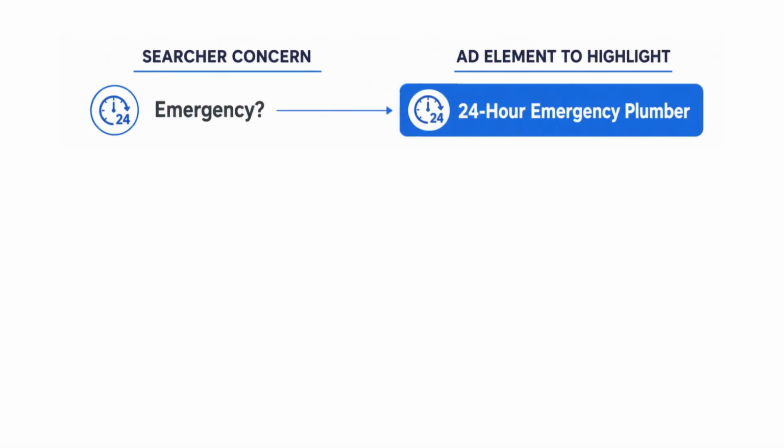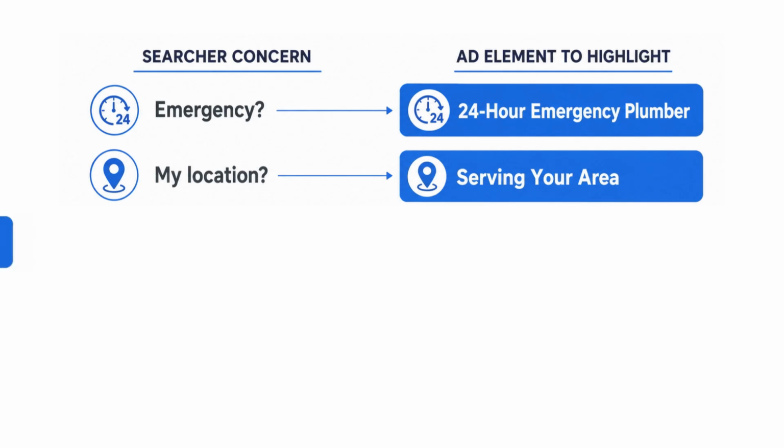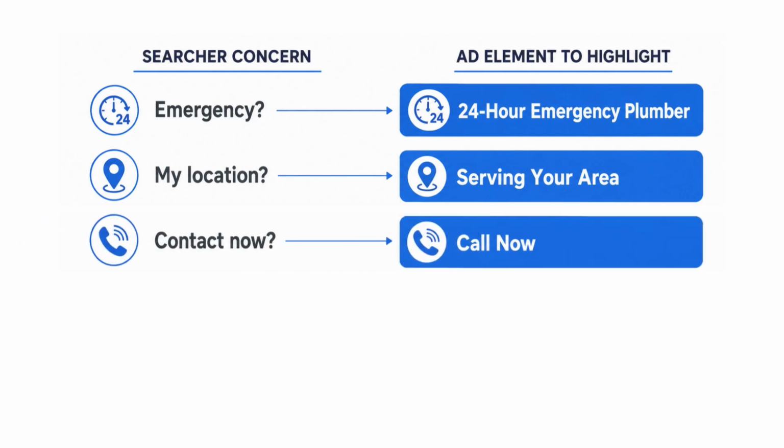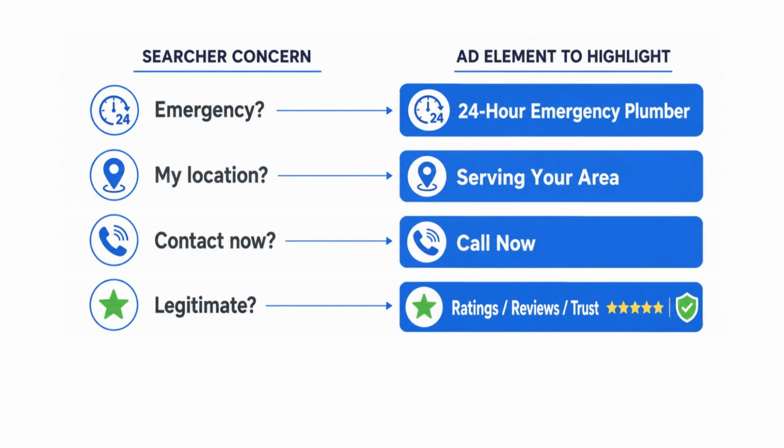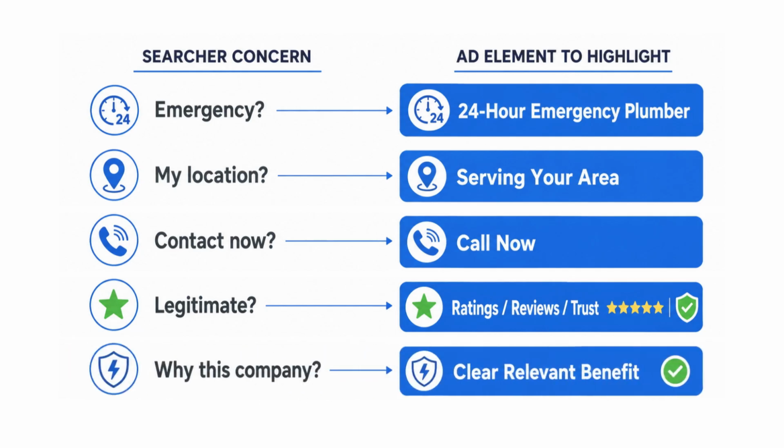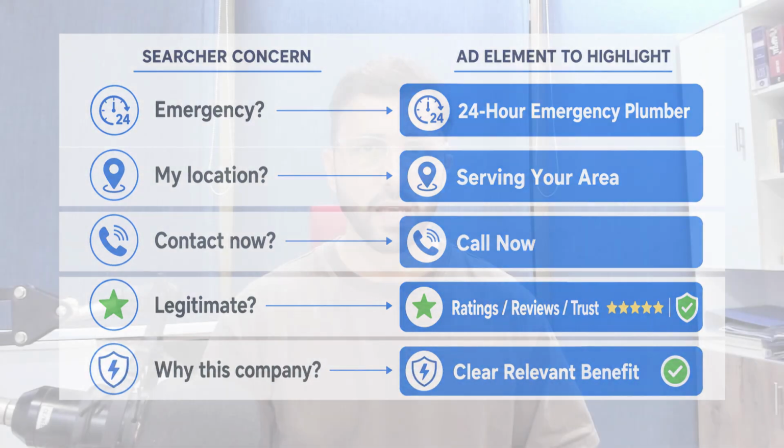For the emergency plumbing search in our example, the customer may be looking for several pieces of information. Does this company handle emergencies? Does it serve my location? Can I contact someone right now? Does the company look legitimate? Why should I choose this company instead of, let's say, the other business on the page? So a strong ad reduces uncertainty and really gives the person a clear reason as to why they should click on the ad and take the next step.